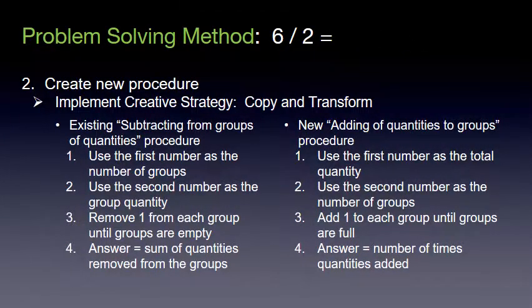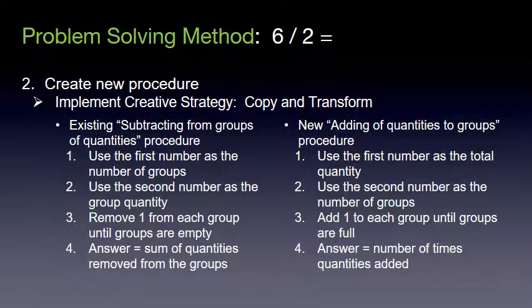Problem-solving method, 6 divided by 2 equals. Step number 2, create a new procedure. We're going to implement a creative strategy called copy and transform. Now, this new problem, 6 divided by 2, feels like it's kind of opposite from our existing subtracting from groups of quantities procedure. So we'll create a new adding of quantities to groups procedure.